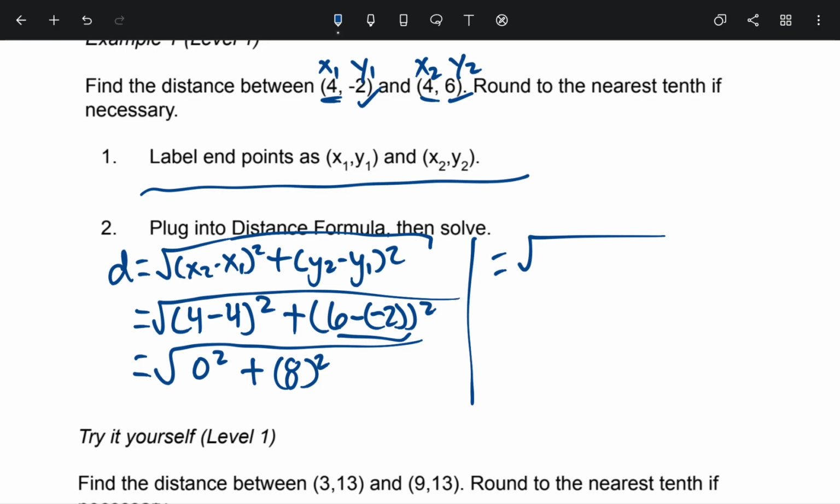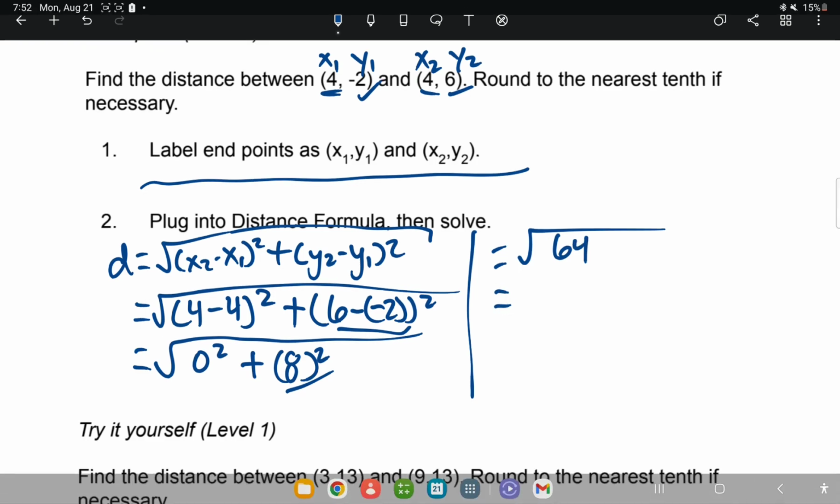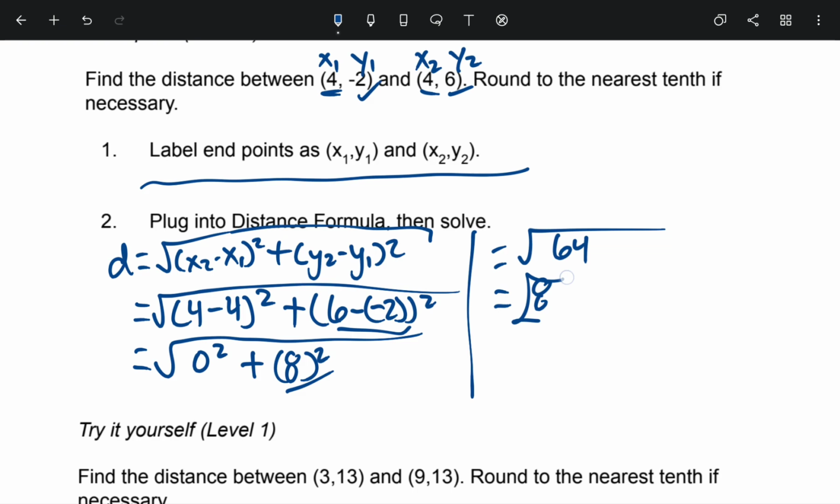0 squared is just 0, so we could leave that out. And 8 squared is 64. Take the square root of that, and we are back to 8. So our final answer is 8 units, or inches, or whatever. We don't know the units.